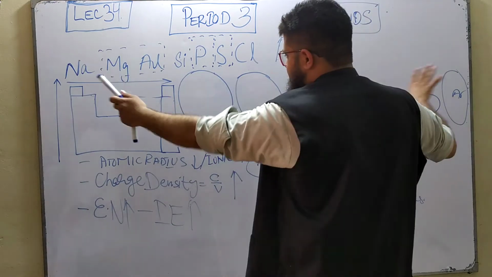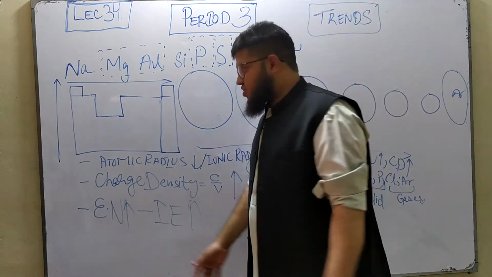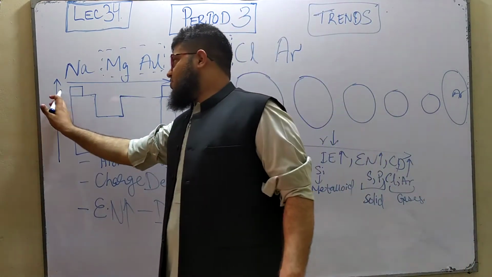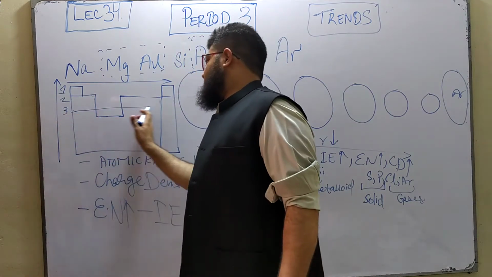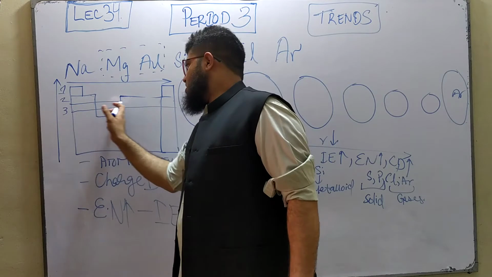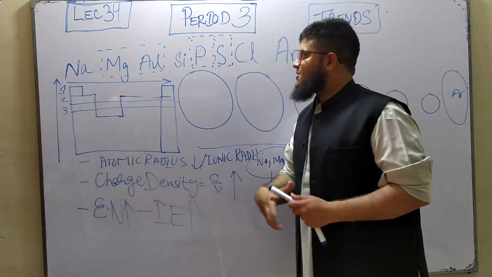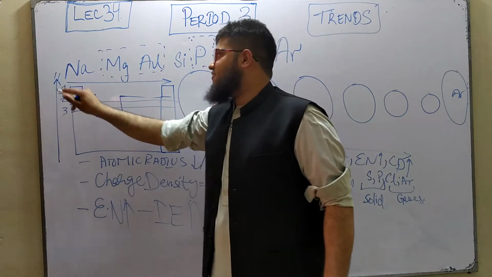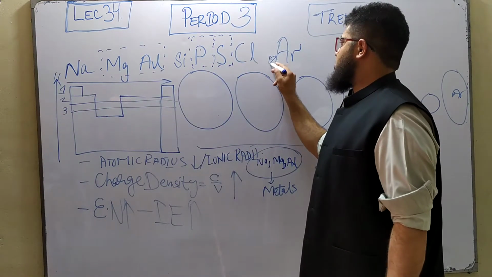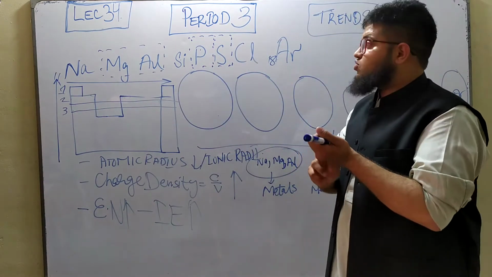Period means the horizontal row in the periodic table, you know that already. Period 3 means if you start out from here, this is the first, this is the second, this is the third period. The third period of the periodic table is called Period 3. In this third period, the elements start from sodium, proton number 11, and end at proton number 18, so from sodium to argon.